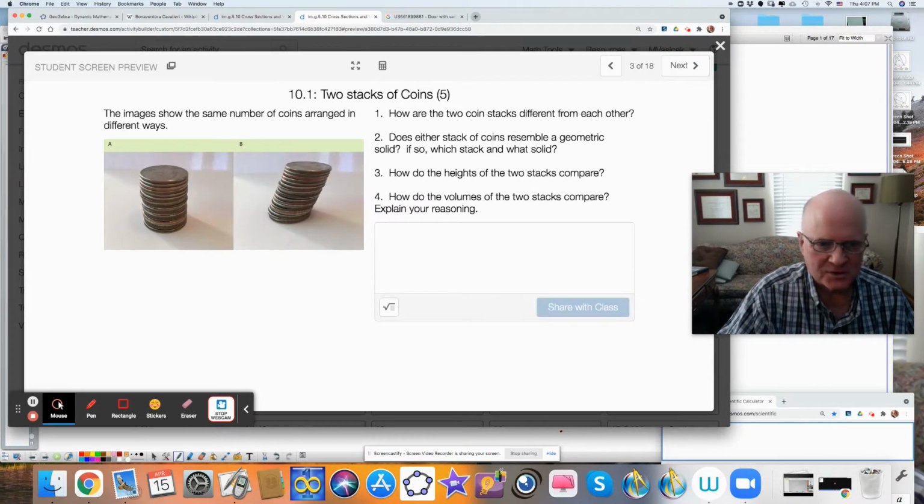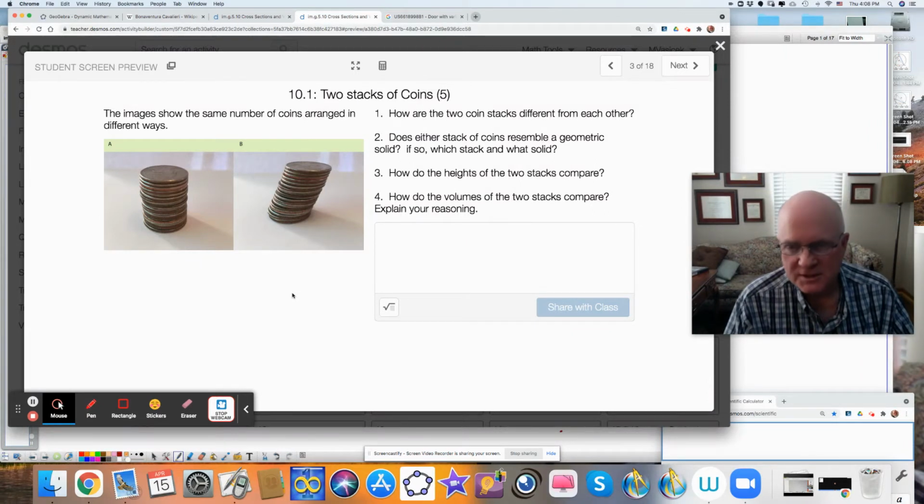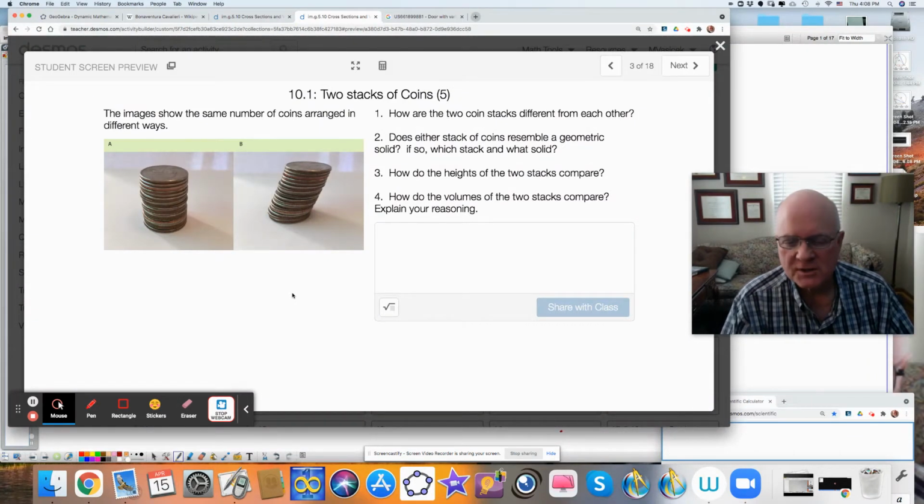And our first question is, these images show the same number of coins, 17 quarters. You can see by the ridges, they're quarters, and they have a copper lining on the outside. 17 coins arranged in different ways. They're the same number of coins. How are the two stacks different from each other? Does either stack of coins resemble a geometric solid? If so, which one? How do the heights of the stacks compare? How do the volumes of the stacks compare?